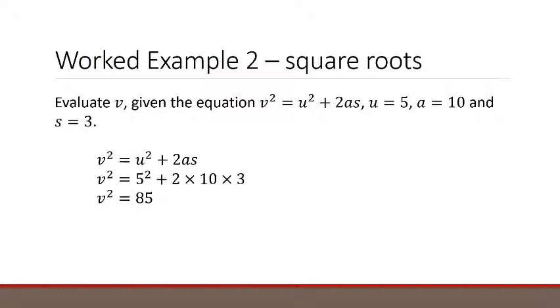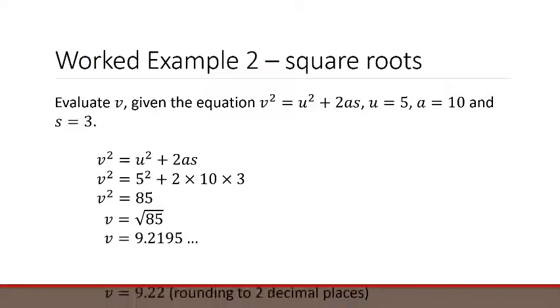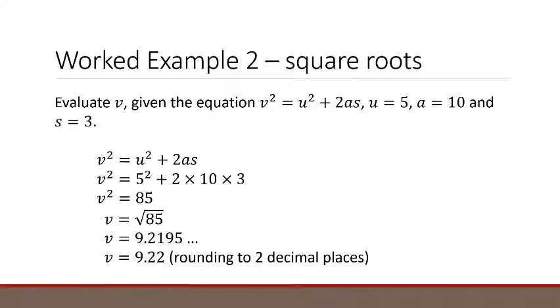Now we need to take square roots of both sides. And when we do, we find that v equals the square root of 85, which is 9.2195, and the digits just keep going. So we round it to 2 decimal places to have 9.22. Now there is an alternate answer, which is the negative of that number, but most times in the real world we'll be using only the positive.